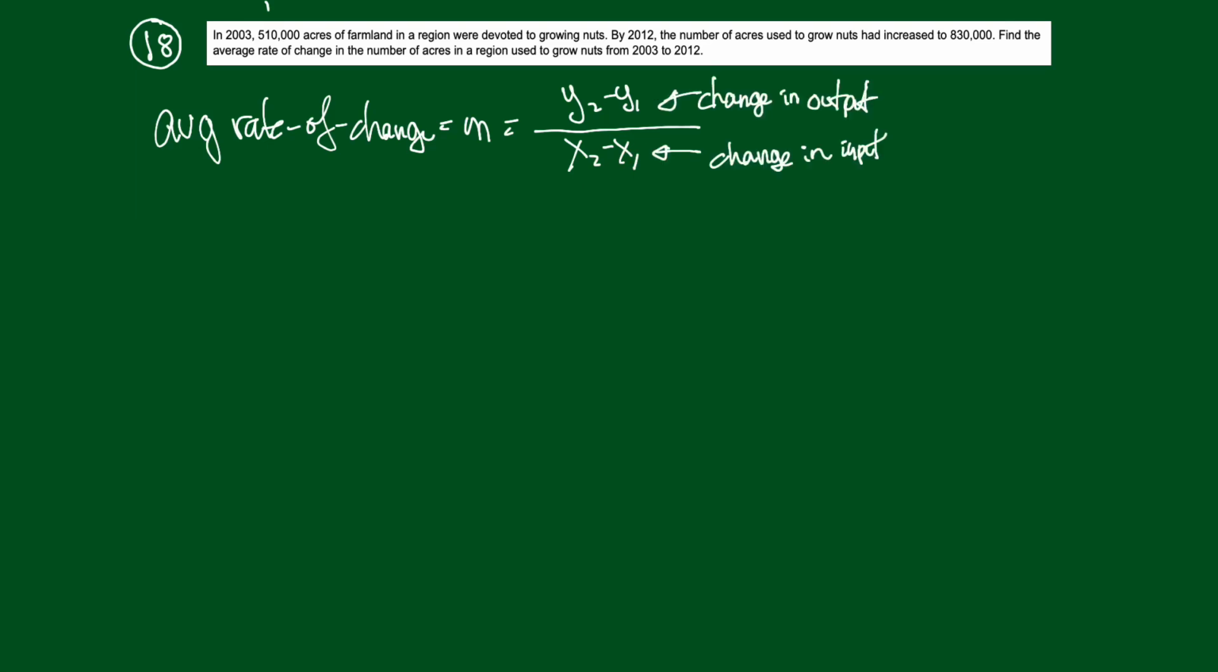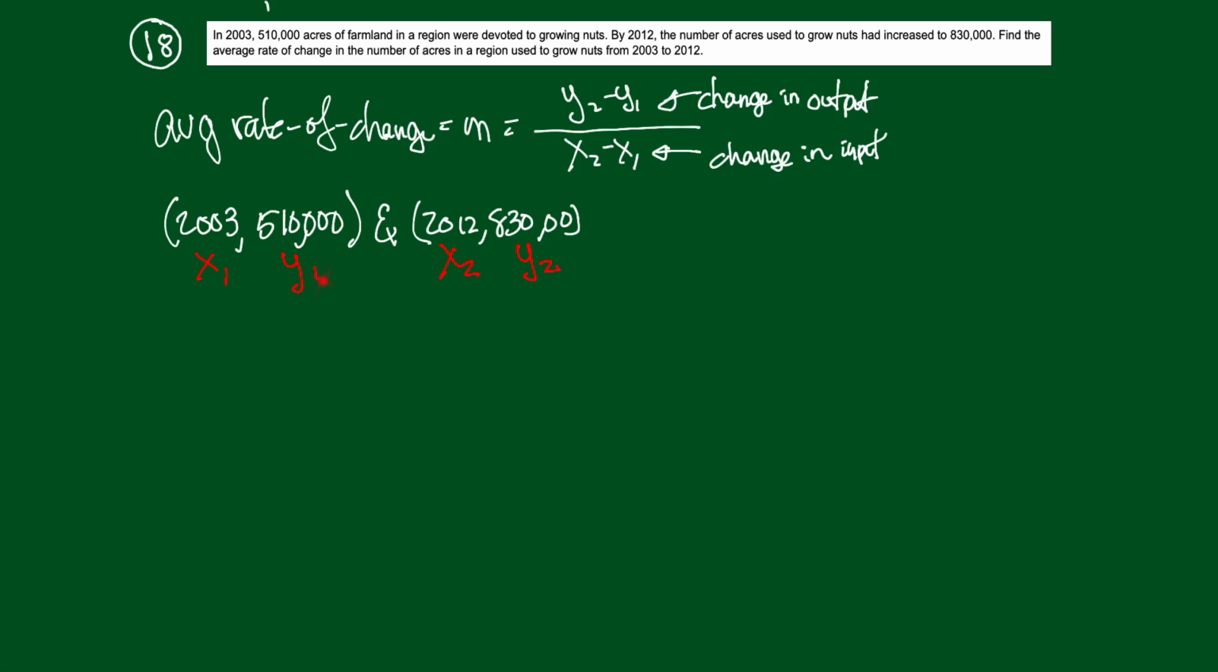So what's our outputs? Well, the outputs are the second components in the ordered pairs. Now there's two ordered pairs here. There's this one. In 2003, we had 510,000 acres devoted to nuts, and in 2012, there was 830,000 acres devoted to growing nuts. So I have two ordered pairs, and as I look left to right, that's the first x I see, that's the first y I see, this is the second x I see, that's the second y I see.